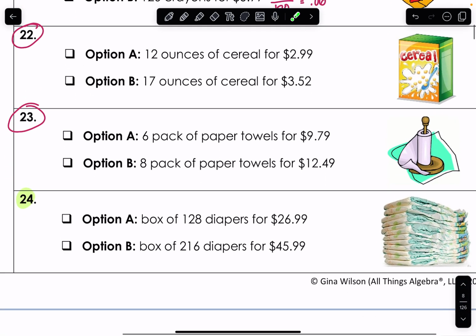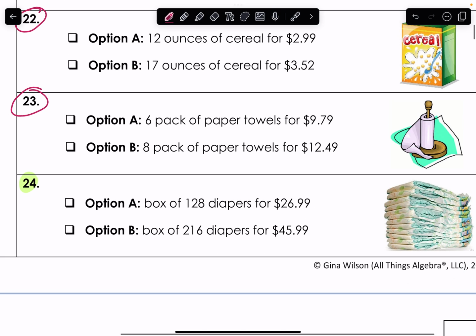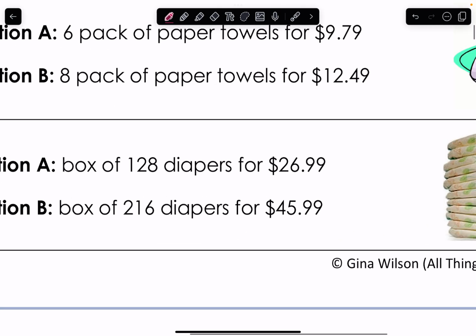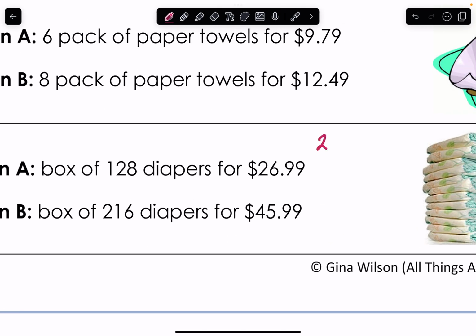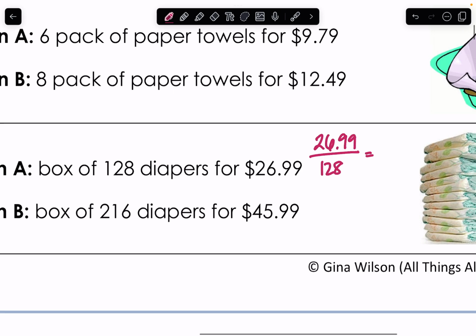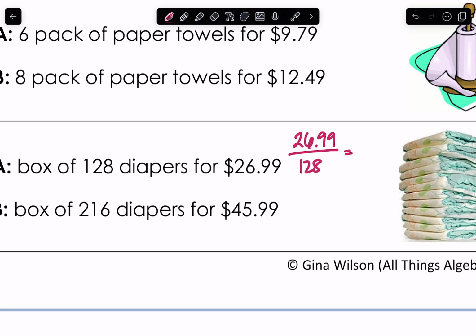Okay, let's look at number 24. We're looking at diapers. So 128 diapers for $26.99. Let's figure how much it costs for 1 diaper. So I'm going to take my price divided by the amount. So I get 26.99 divided by 128. And for the sake of this problem, I'm going to write lots of decimals down, 0.108, and we'll round it in a second.